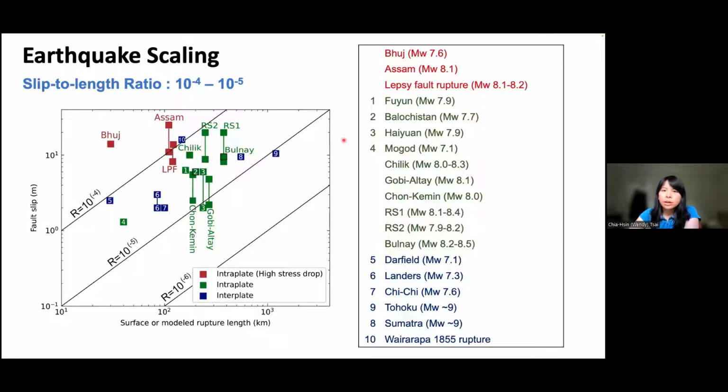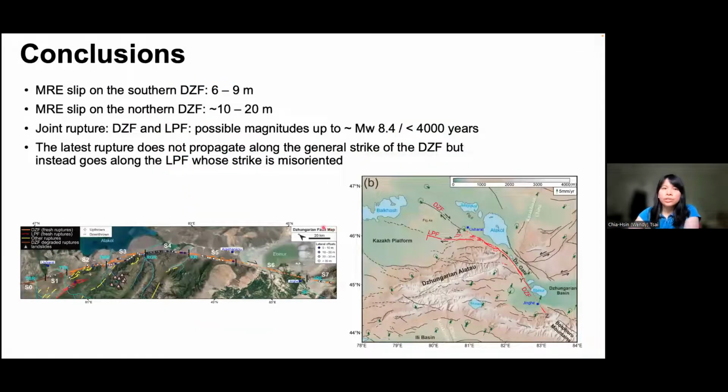We also plot other large historical earthquakes of both intraplate and interplate events in this figure. And we found the intra-continental events do not tend to have higher slip to length ratio, except for a few high-stress drop ones. To sum up, we found the fault slip and the possible rupture length for the most recent events that occurred on the boundary strike-slip faults at the northern Tian Shan. Although large uncertainty exists, the faults are likely to trigger earthquakes that have magnitudes over 8.